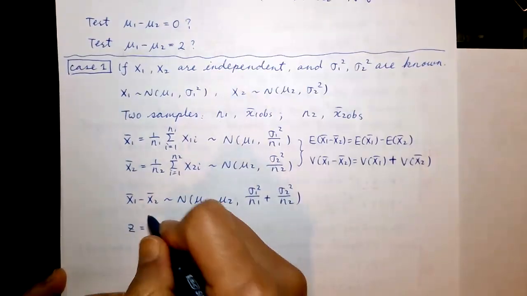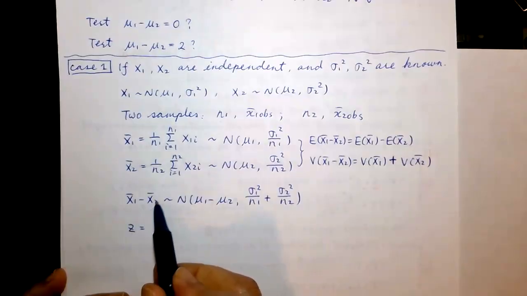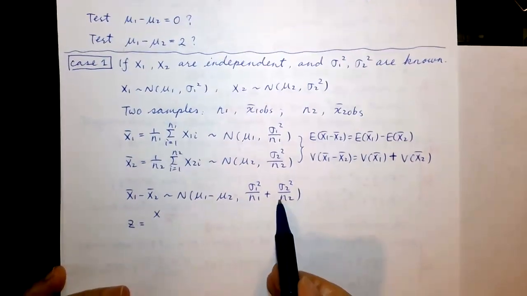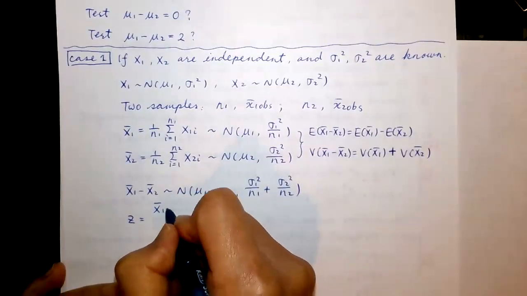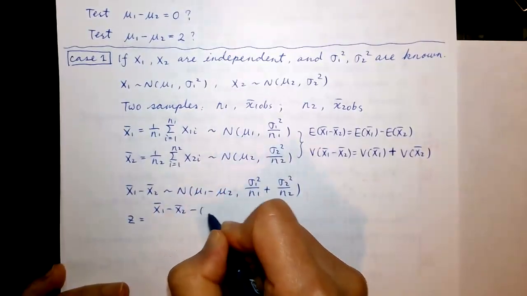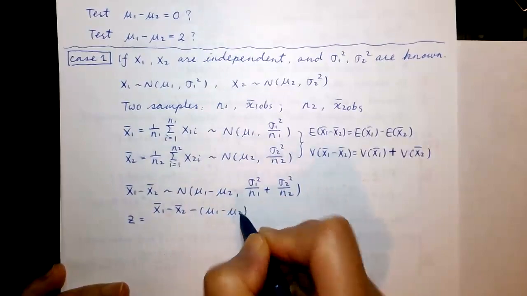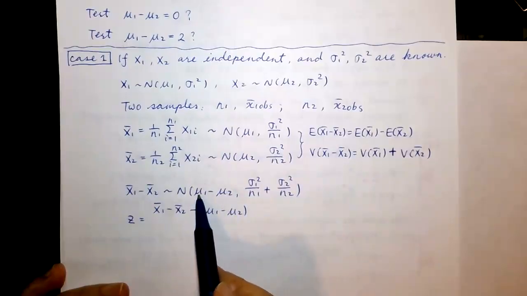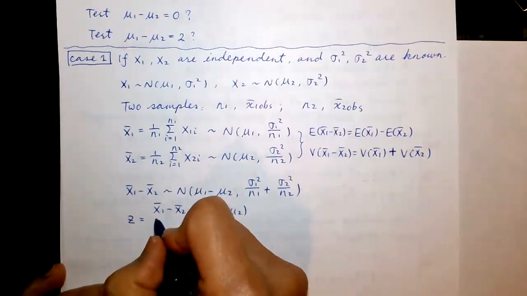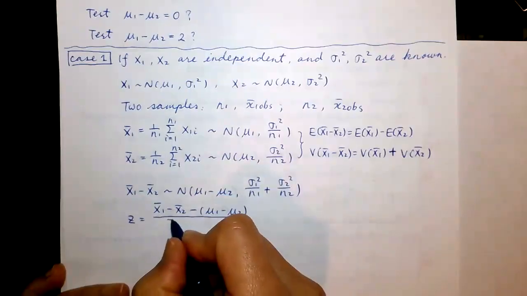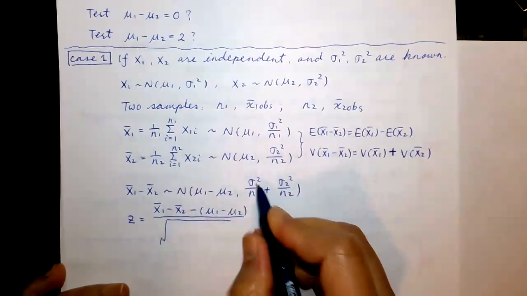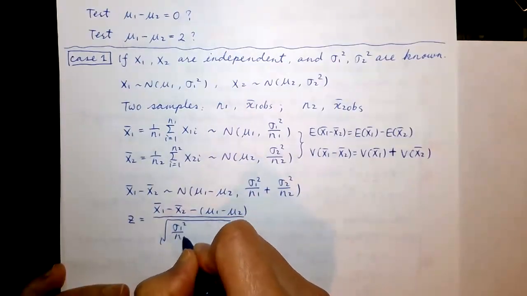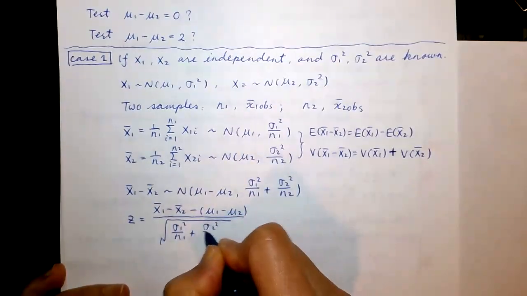We know sigma 1, sigma 2, we know n1, n2. This is the unknown, z. This is the normal thing that follows a normal distribution with this mean, that variance. Standardize this expression by subtracting its mean, right? And divide this by the standard deviation, so the square root of this variance.